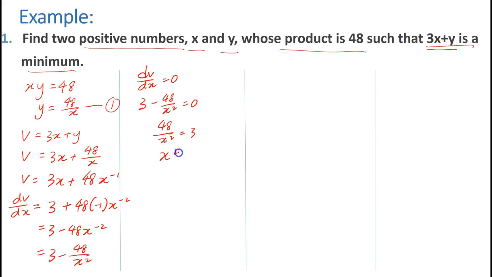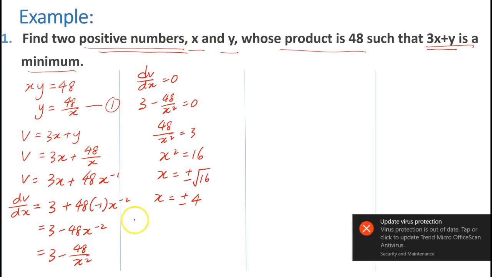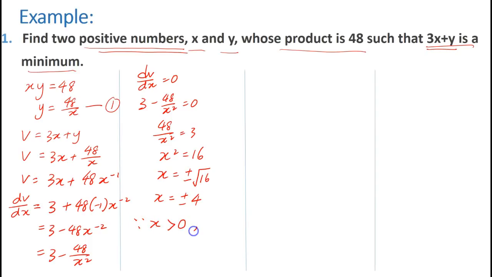So we will realize that x squared is actually 16. And then what is x then? Okay, x will be positive or negative square root of 16, and x is actually positive or negative 4. Okay, if we go back to the question, x and y are positive numbers. So that means we have to justify that because x has to be more than 0, therefore x must be 4. Okay, we only accept x equals 4.